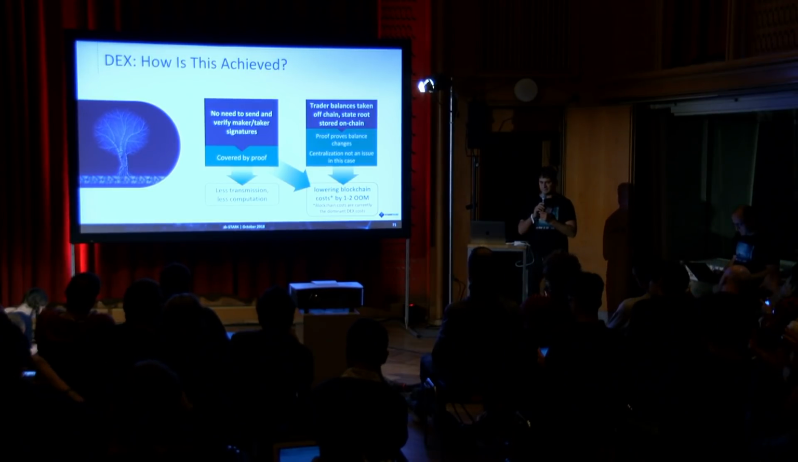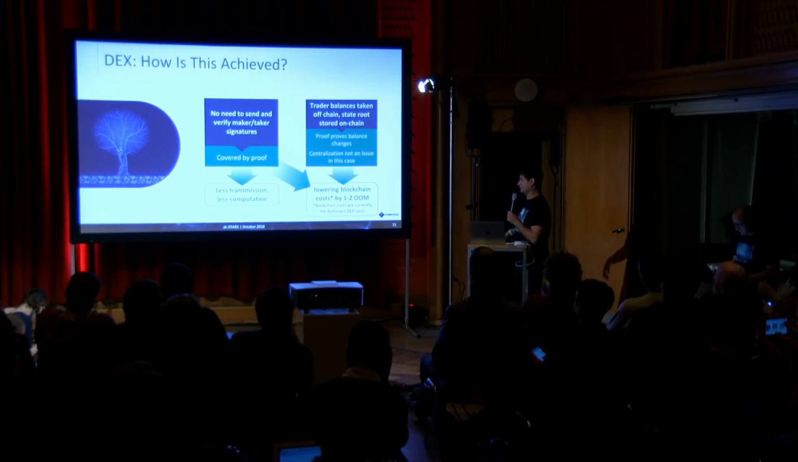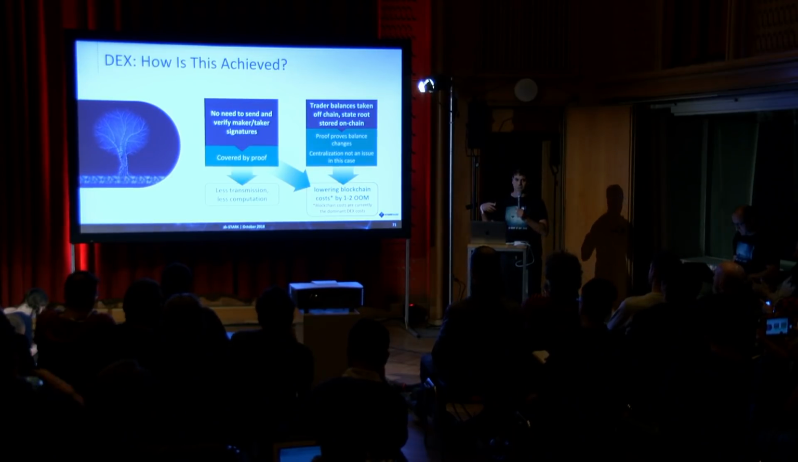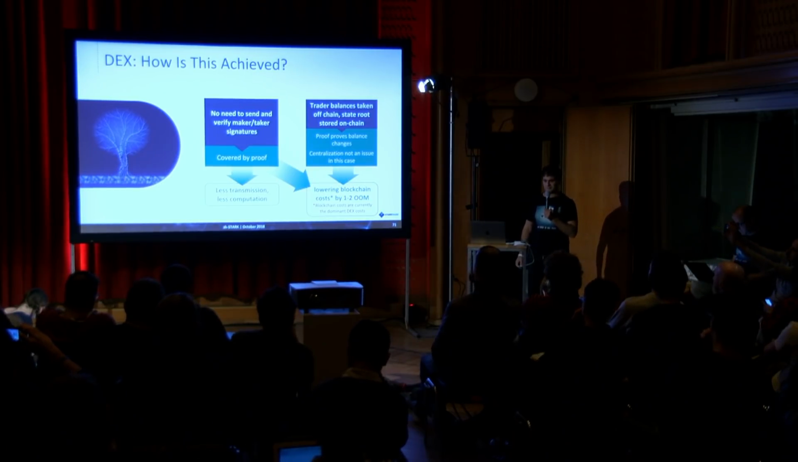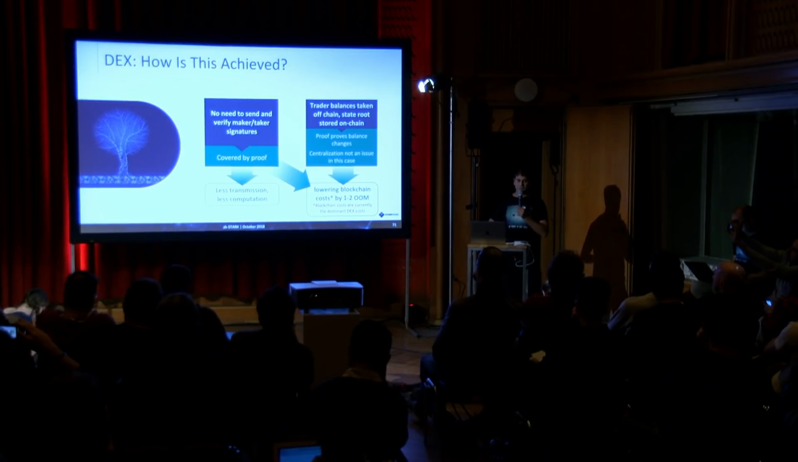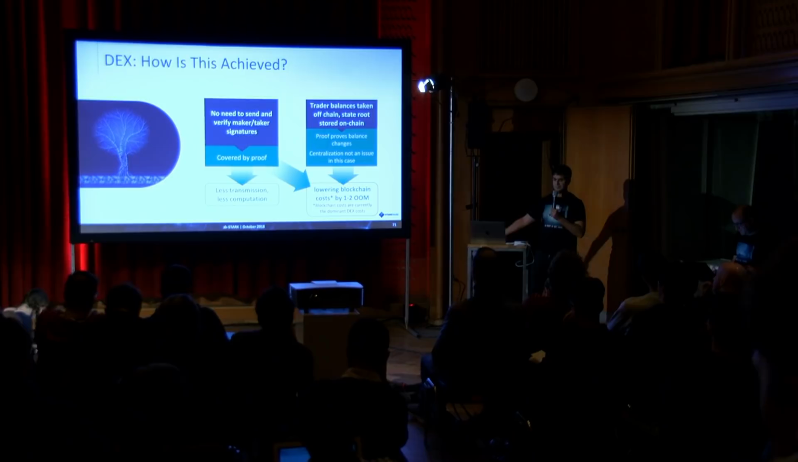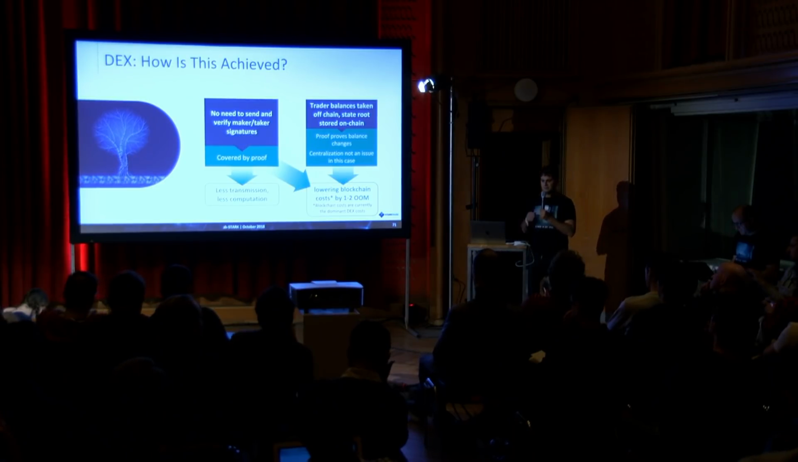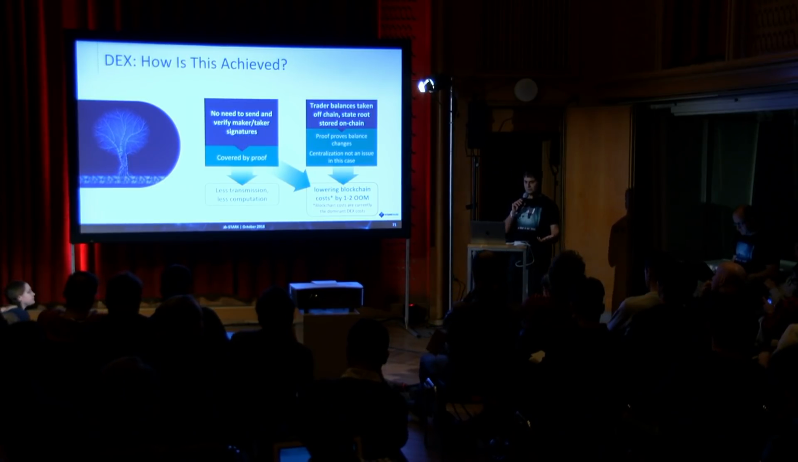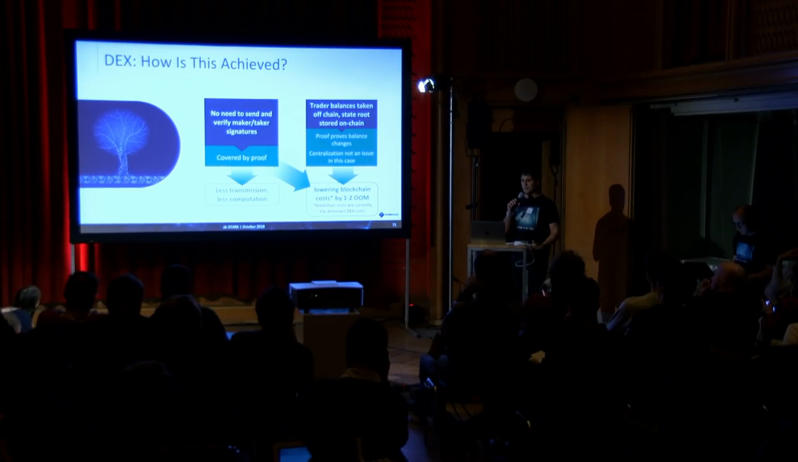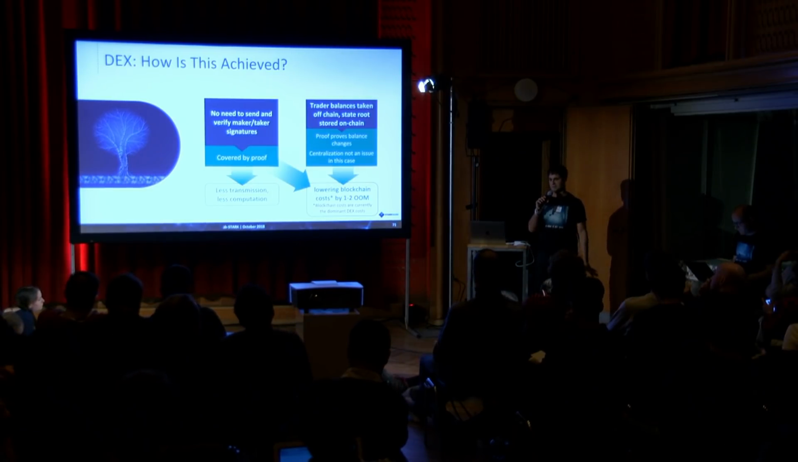So again, it's a very similar concept to the one that I mentioned before about scalable payments. Just now the signatures are not for the spending, they are the signatures that you need to verify, for example, from the maker or the taker. So before, you had to send them on chain and verify them on chain. Now this part can be covered by a proof.